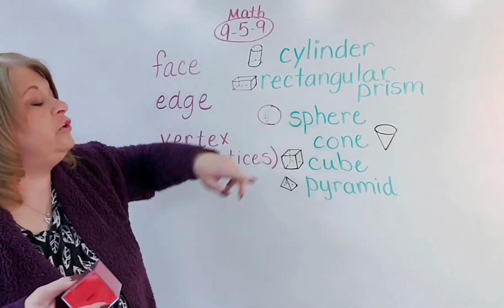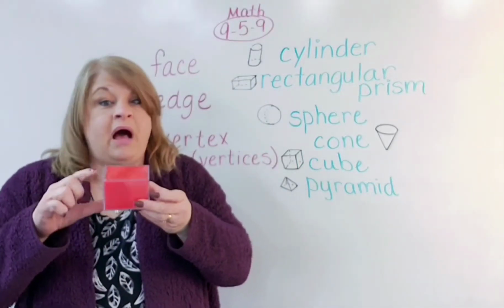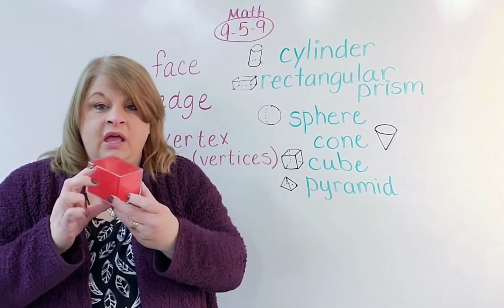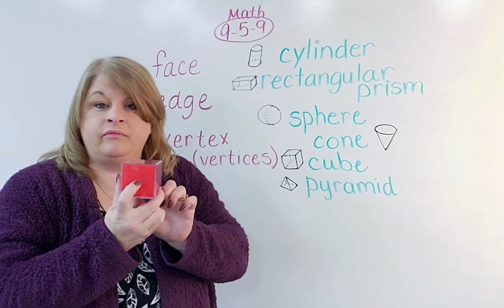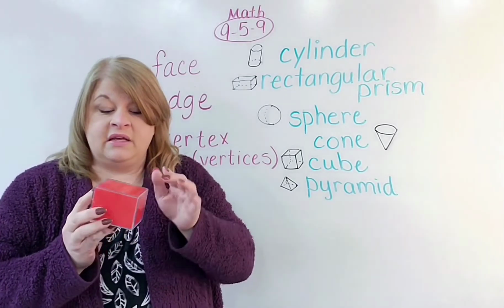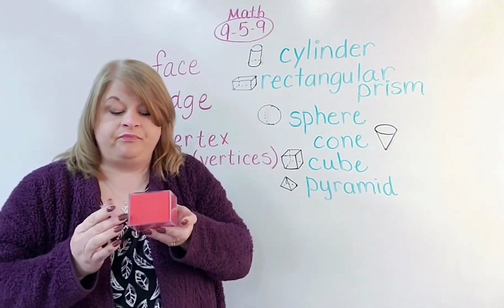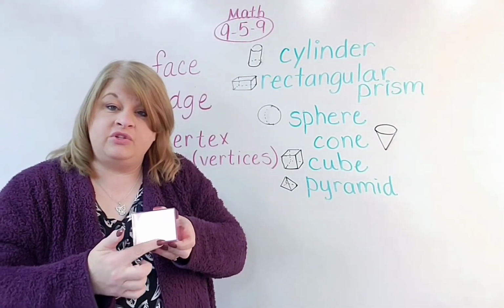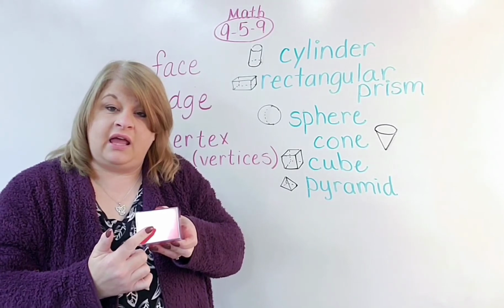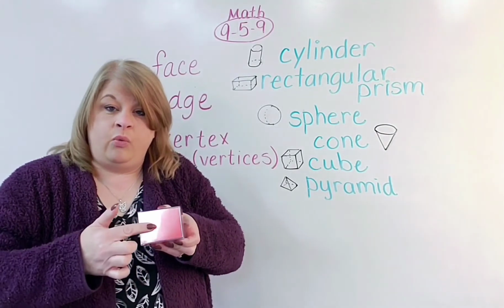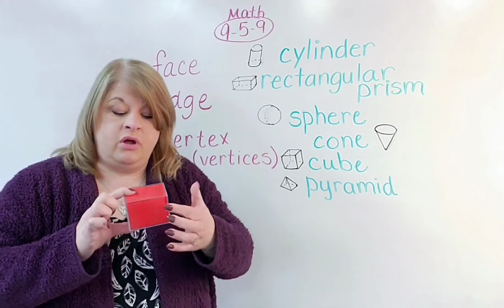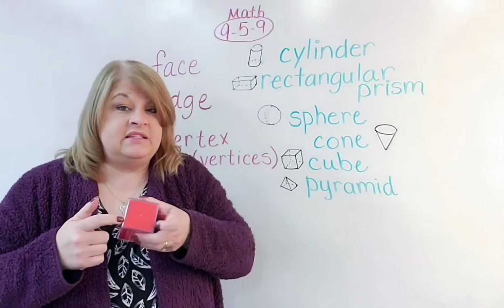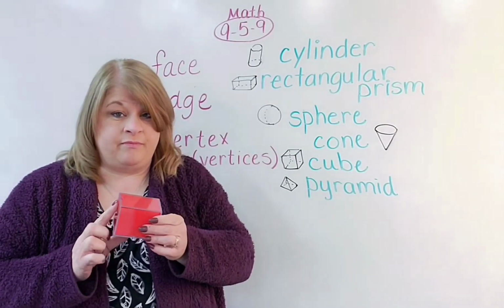A rectangular prism. It is a box. 4 sides are rectangles, and the ends are squares. It's a box. This right here is a flat surface joined by straight line segments. So this is a face. 1, 2, 3, 4, and then 5, 6. 6 faces on a rectangular prism.